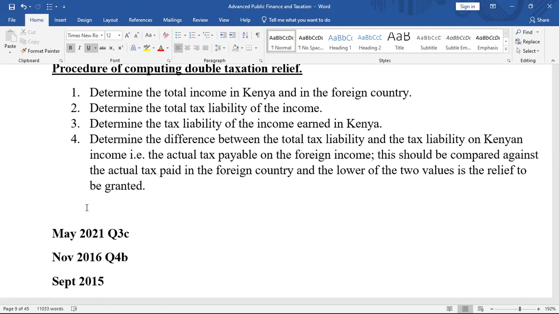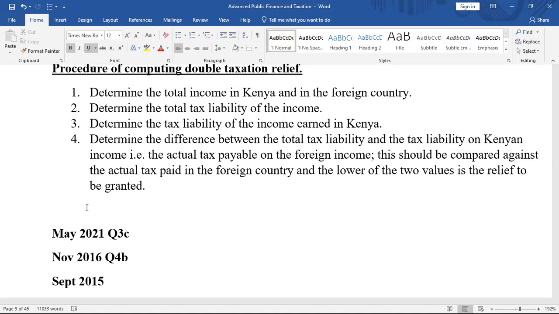So, for example, if you already paid 100,000 in a foreign country like Uganda, and in Kenya, once we do the computations, you are required to pay around 150,000, then there is a tax relief. In simple terms, you look at what you are supposed to be paying on the foreign income, and what you paid in the foreign country.